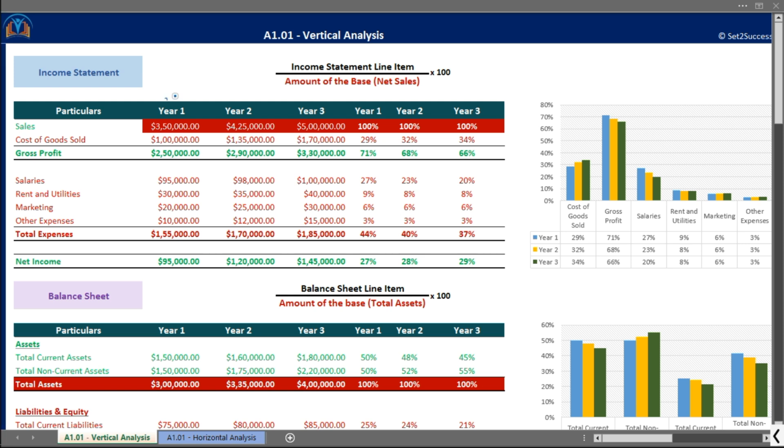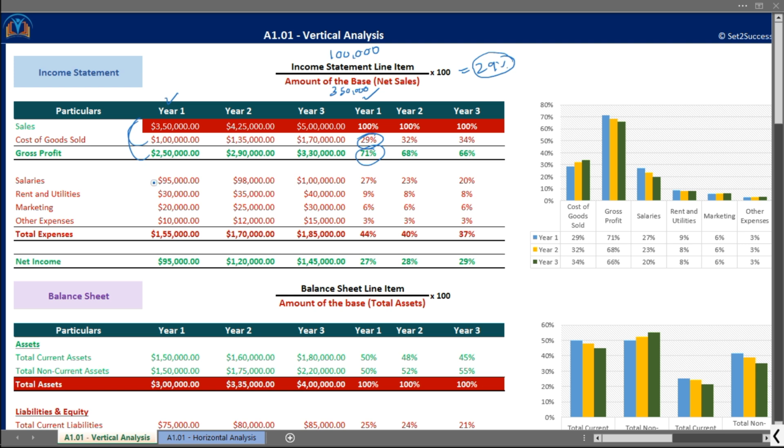So let us convert year one into percentages. In year one, cost of goods sold is 100,000. 100,000 will be divided by 350,000 into 100. What we have done is taken cost of goods sold as the income statement line item, that is 100,000, and the amount of the base is 350,000, and we multiplied by 100 to get a percentage of 29%. So 100,000 by 350,000 into 100 gives 29%, and 250,000 by 350,000 into 100 gives 71%.